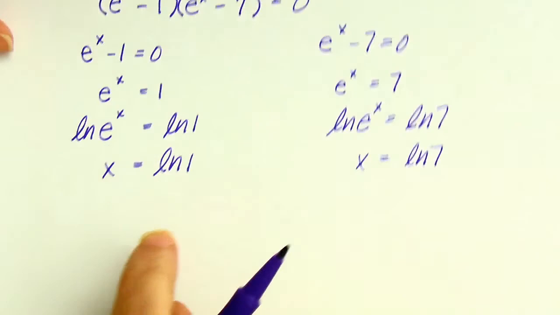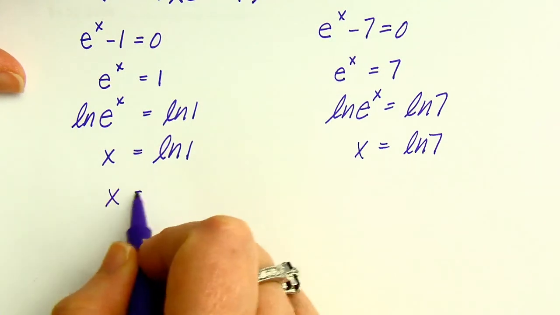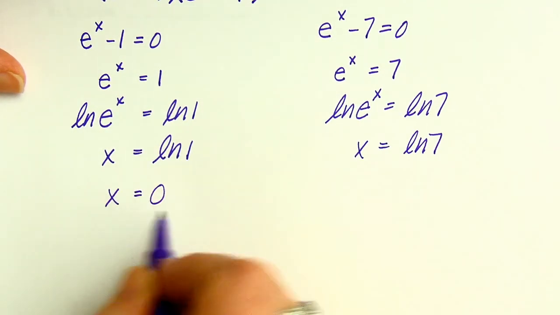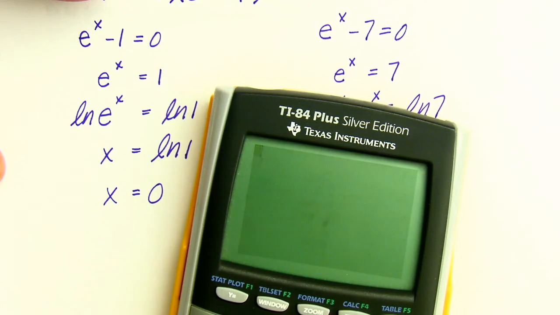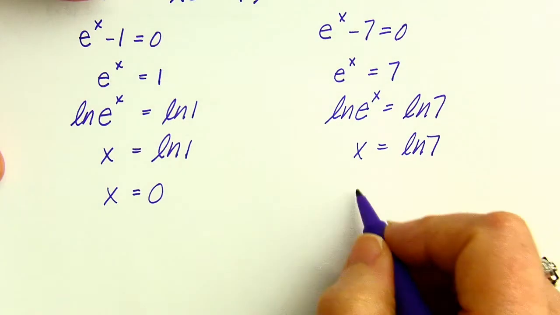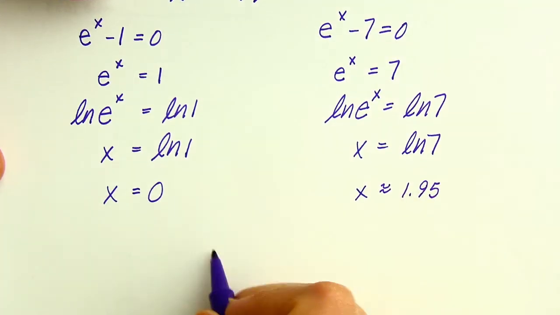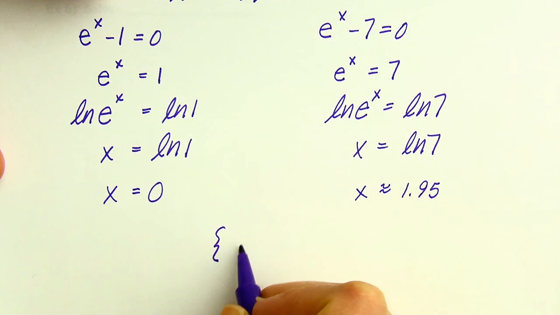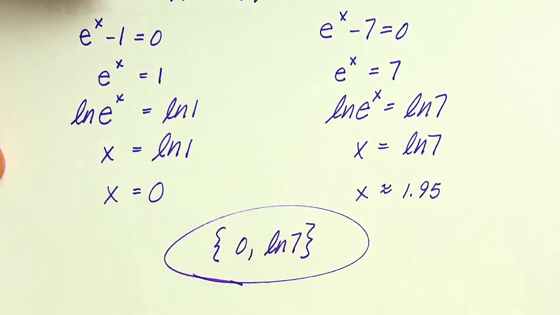Natural log of 1. I'm not going to leave it like that. This is one of our common properties. Yes, log base e of 1 is 0. Right? Because e to the power 0 equals 1. And over here, well, not much I could do about this. If I wanted to get a decimal approximation, we know we could just type in natural log of 7 and get about 1.95. But again, this is for application problems. Our solutions are 0 and natural log of 7 as our exact answers.